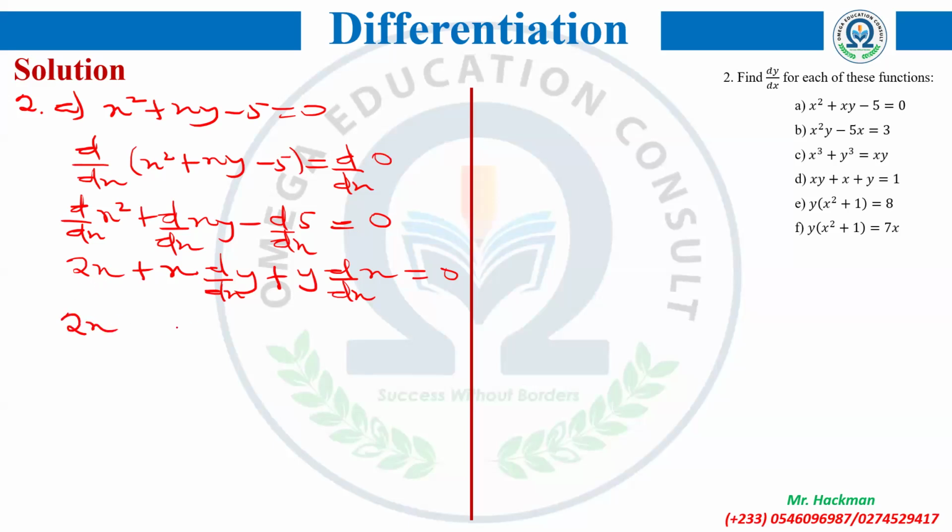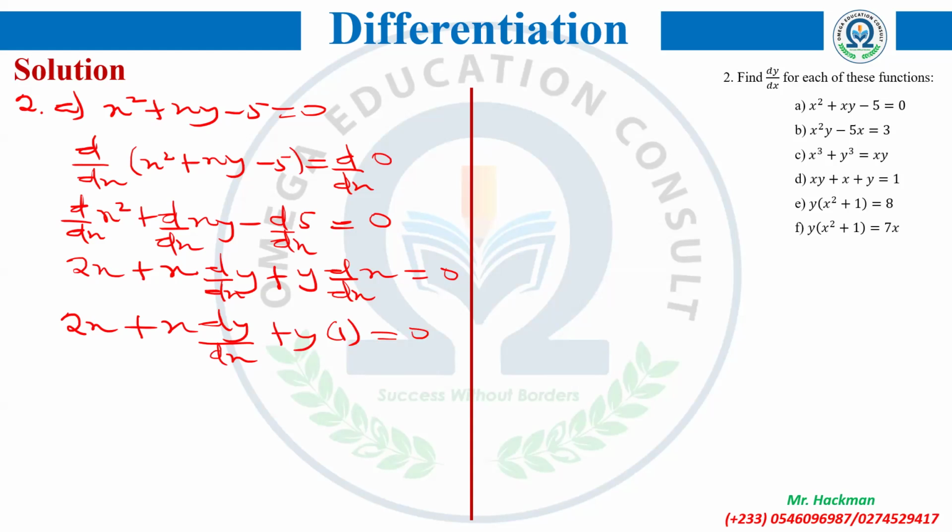Okay, so now I will keep this function, the operator is not affecting. So the x, I'm done differentiating it, then the x will be there. The operator is affecting the y, so d/dx of y will give us dy/dx. Do you agree? Then plus y, d/dx of x will give us 1, is equal to 0. Is that clear?